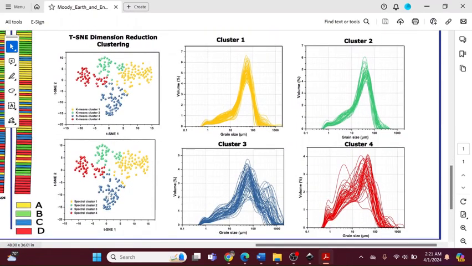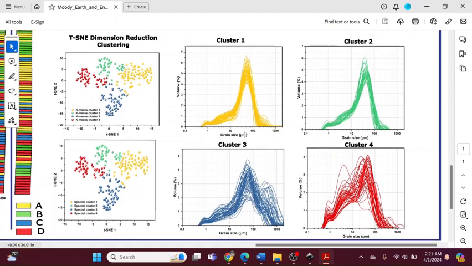When looking at our t-SNE dimension reduction methods, our k-means clustering and our spectral clustering both had very tightly bound groups, but our boundaries for our groupings look a little bit better with our t-SNE dimension reduction and spectral clustering.